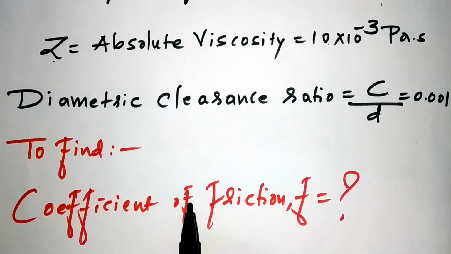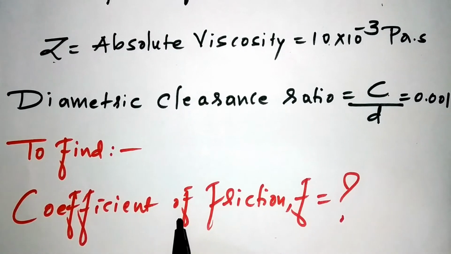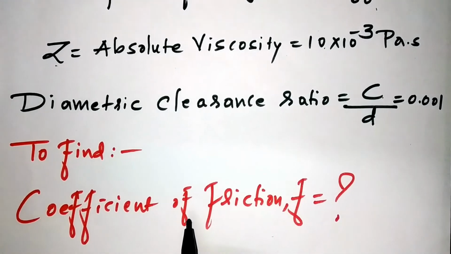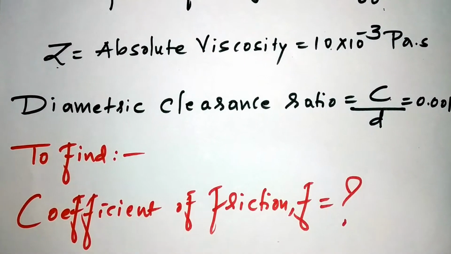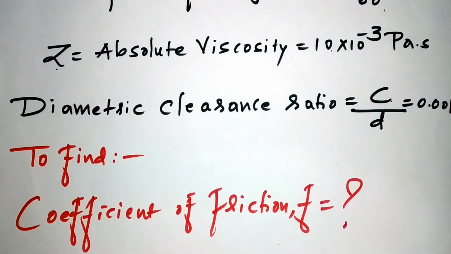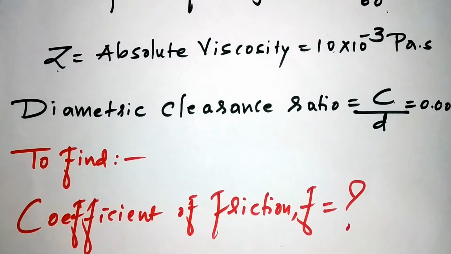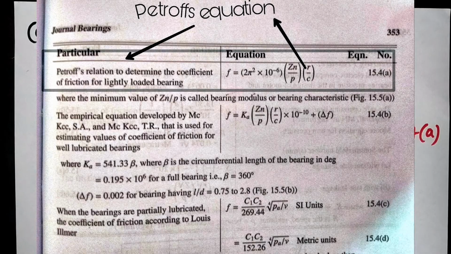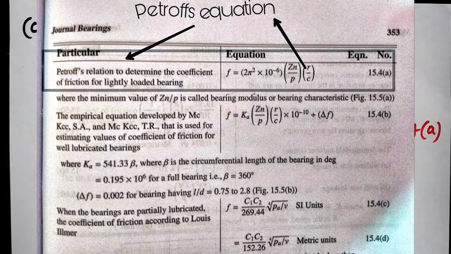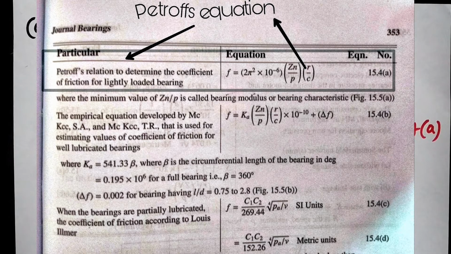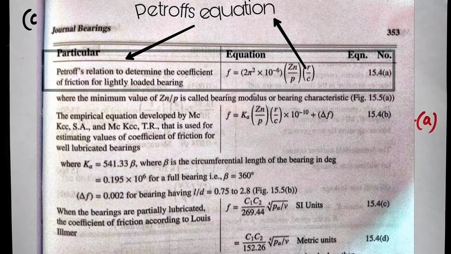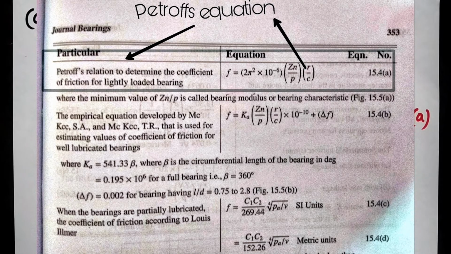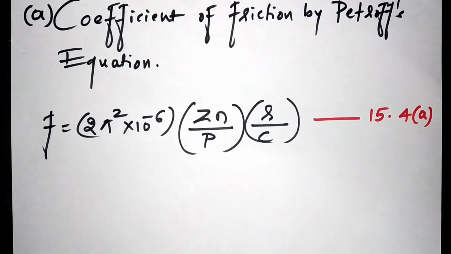Whatever formulas we'll be using are from the data handbook, 4th edition of Balvi Reddy. Okay, so let us first find out the coefficient of friction by Petrov equation. This Petrov equation is used to find out the coefficient of friction, and in your data handbook this equation number is 15.4a. Let us go ahead with this Petrov equation.